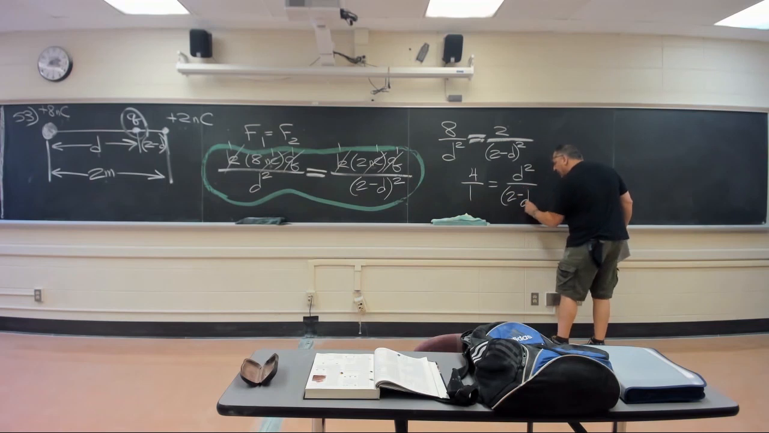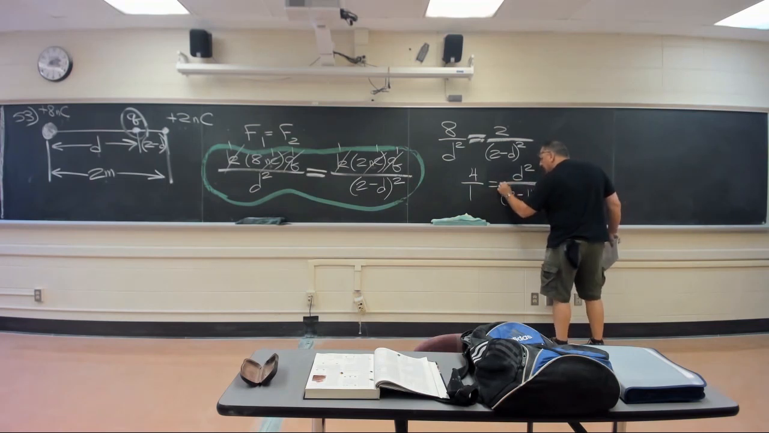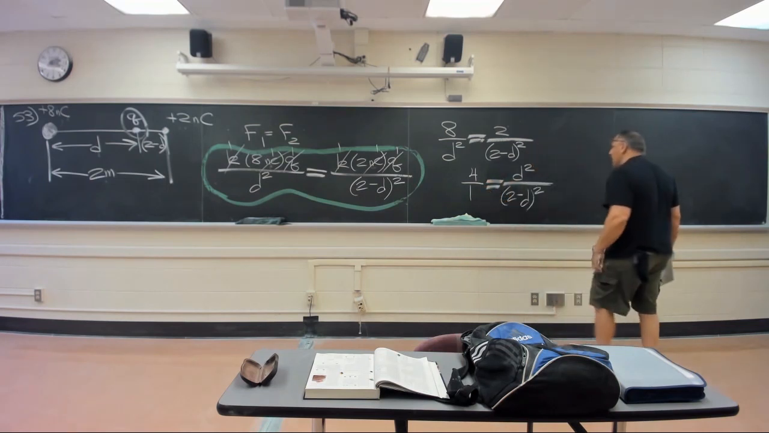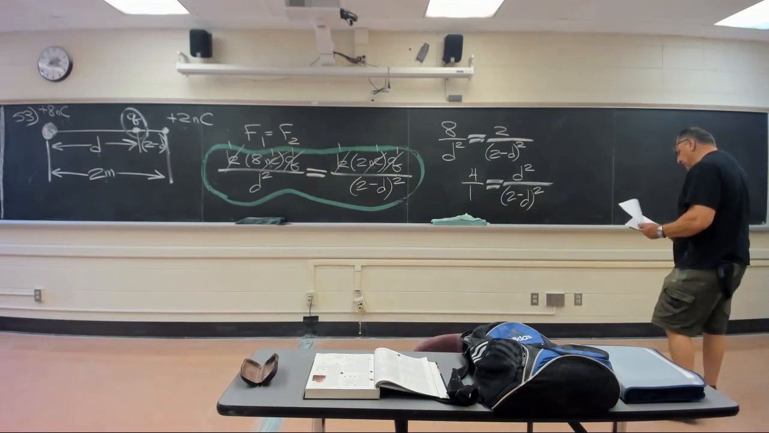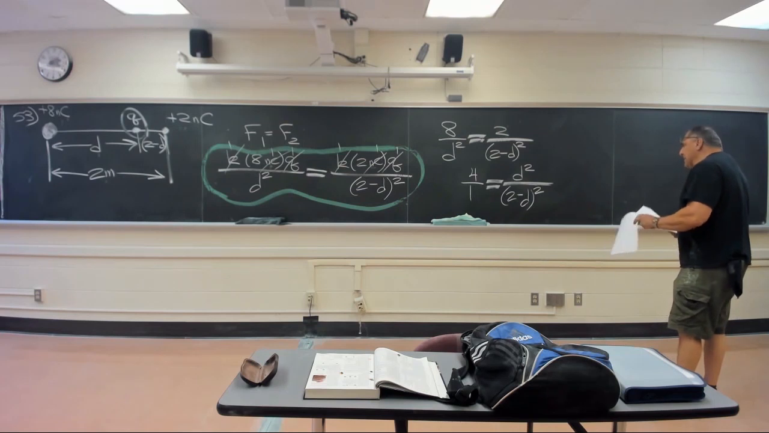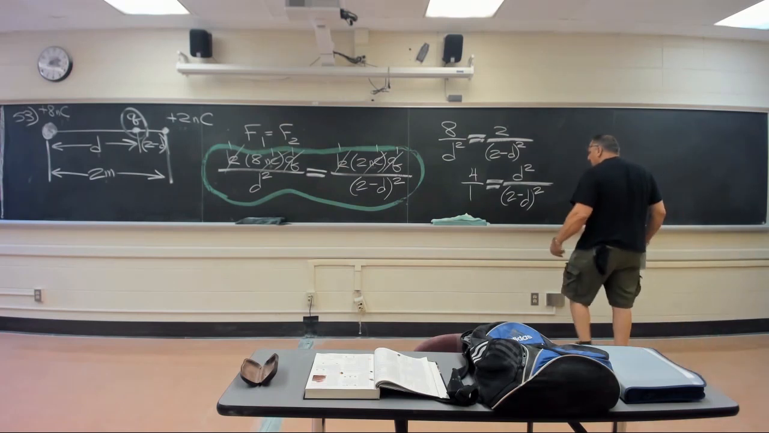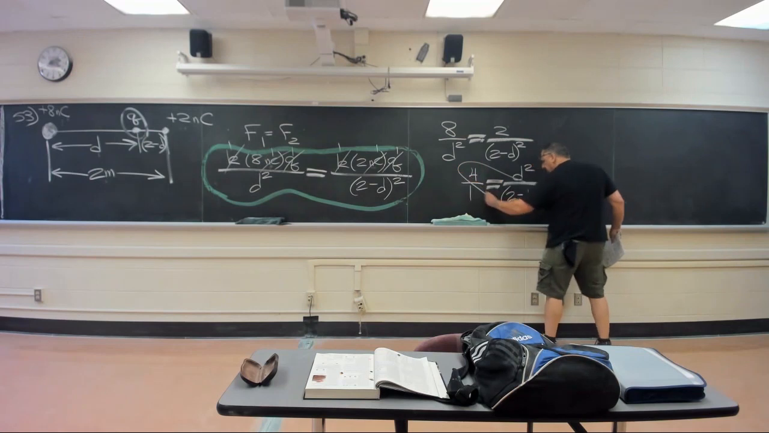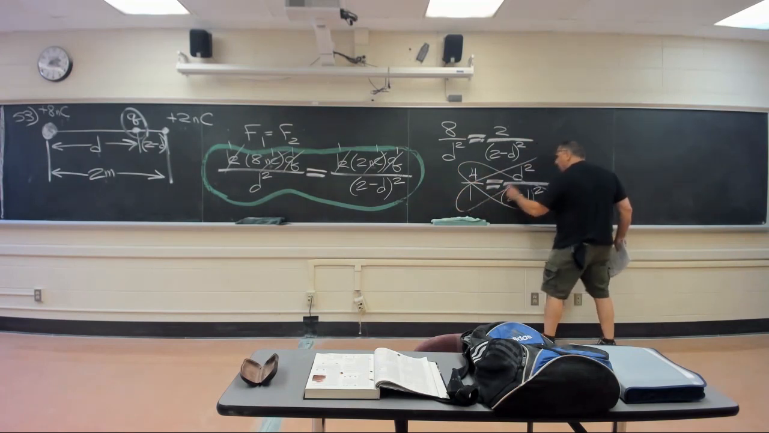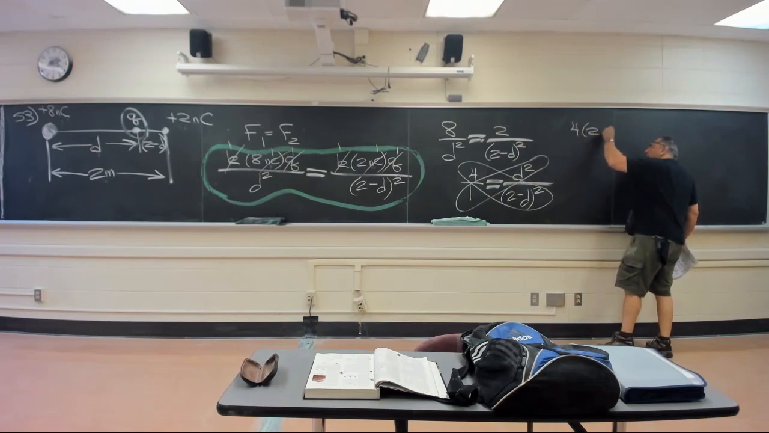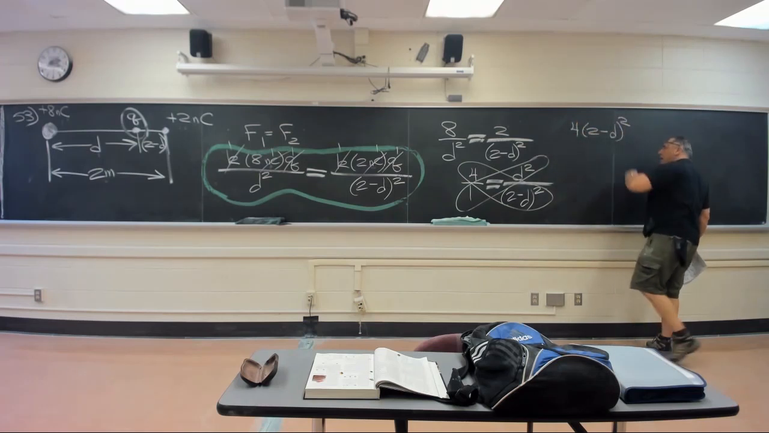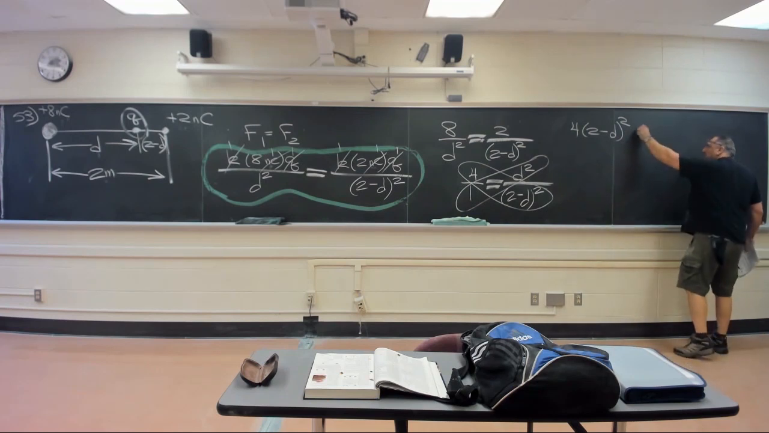Many ways you can go at this point, but we're not going to worry about that. In fact, in the notes, I did it a little bit differently. At the end of the day, guys, it ain't going to matter. You're going to cross multiply, and as long as the equation remains an equation, you're okay. You got 4 times the quantity 2 minus d squared. You got 1 times d squared.